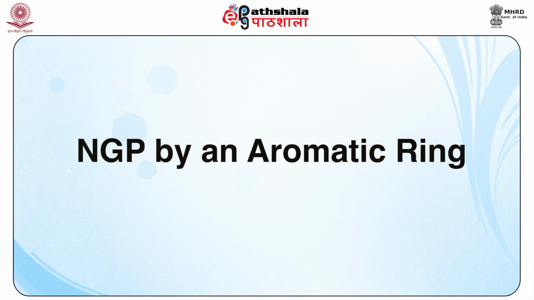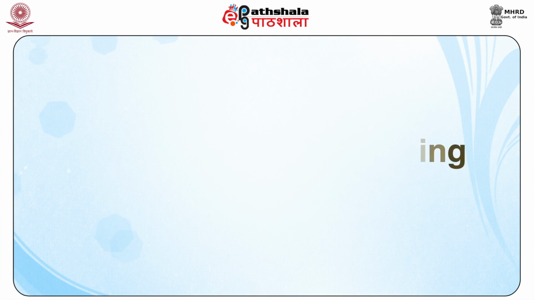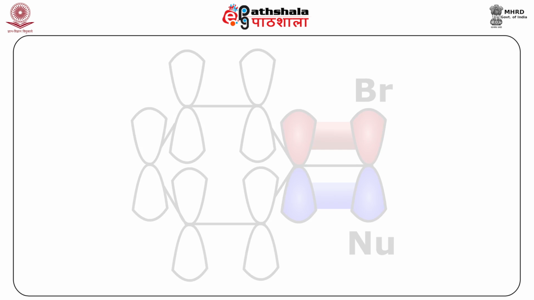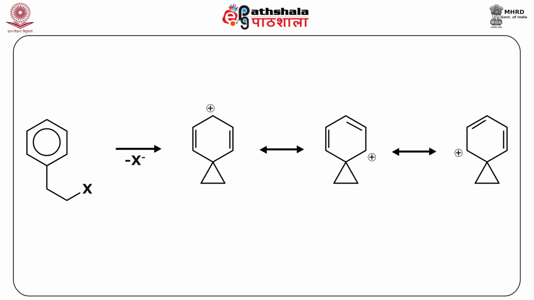Now, next we will consider the NGP by an aromatic ring. In a case of benzyl halide, the reactivity is higher because the SN2 transition state enjoys a similar overlap effect to that in the allyl system. Now, this is represented in the figure that you can see. An aromatic ring can assist in the formation of a carbocationic intermediate called a phenonium ion by delocalizing the positive charge. Now, here you can see the delocalization of the positive charge and through the intermediate called phenonium ion.